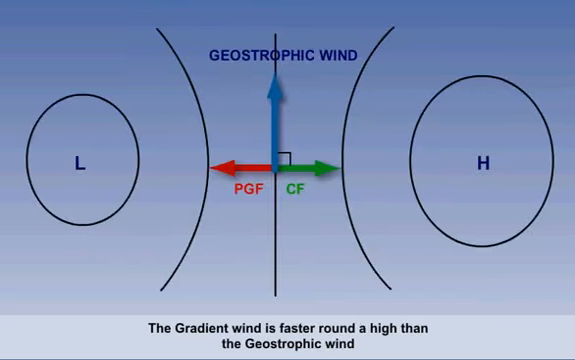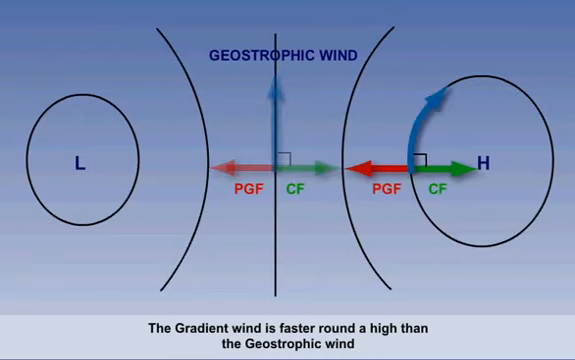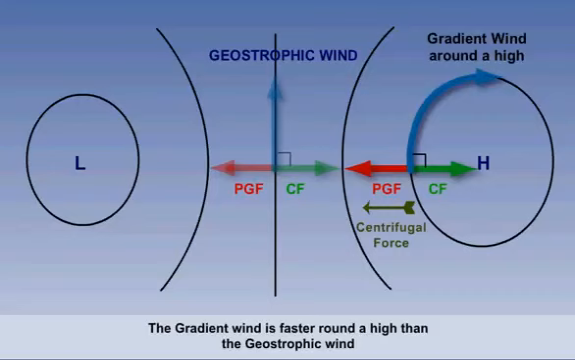So how will the additional force interact with this wind? Looking at a high pressure in the northern hemisphere, we can see a Coriolis force and the pressure gradient force acting on the wind. If we now place this picture on the circular isobar around the high, we will need to add the additional centrifugal force. Notice the outward acting centrifugal force is helping the pressure gradient force. This will increase the wind speed.